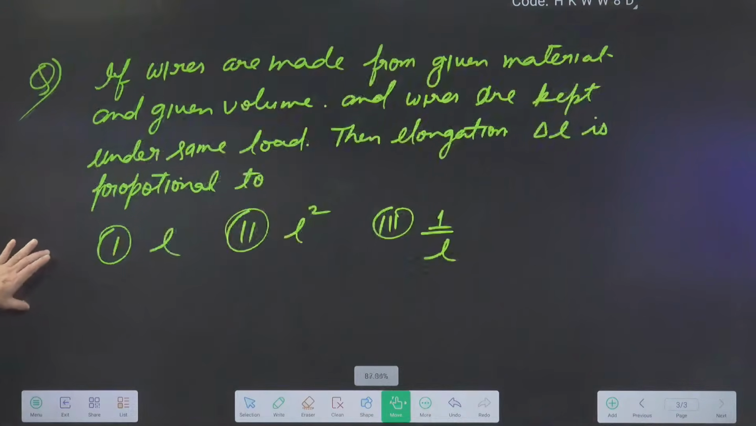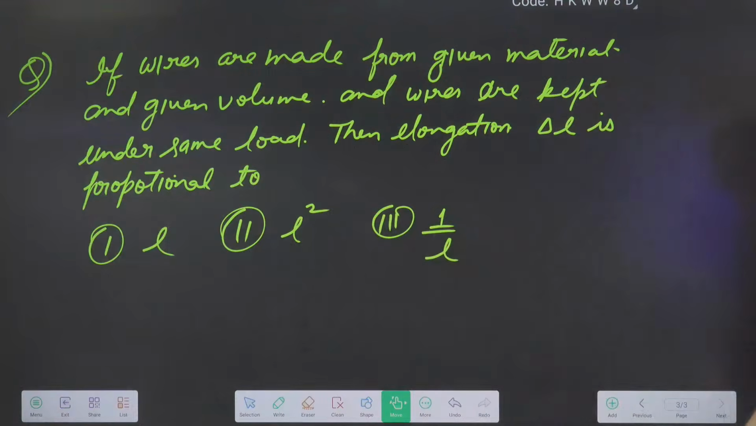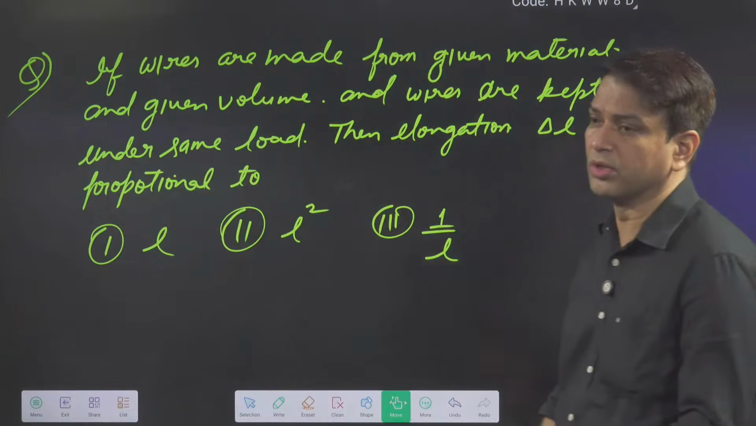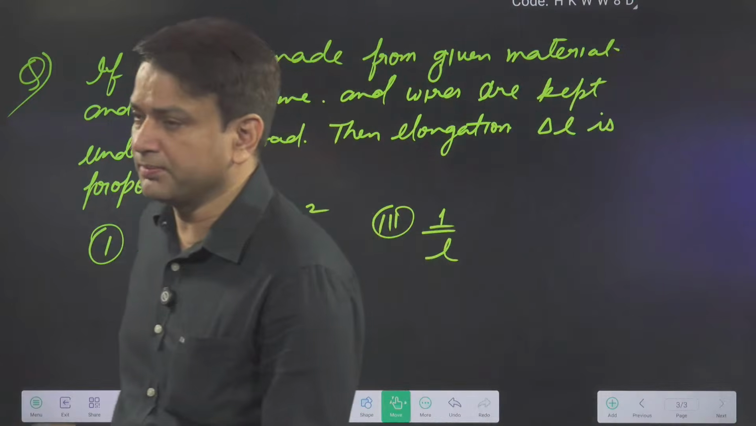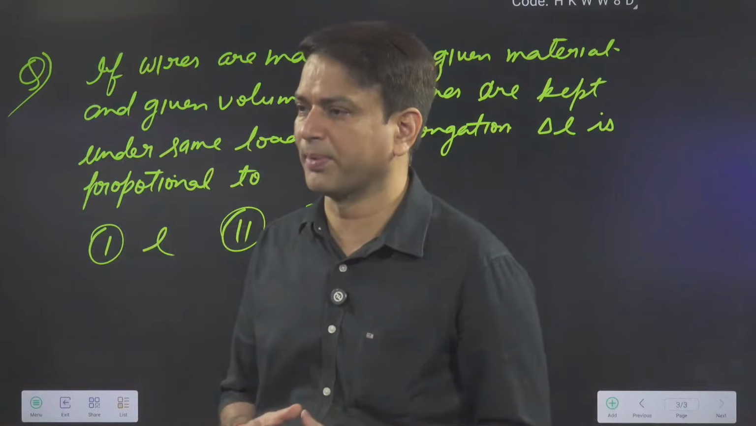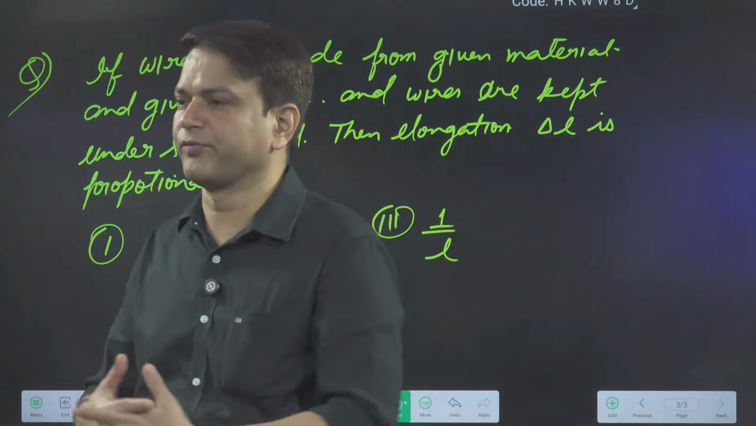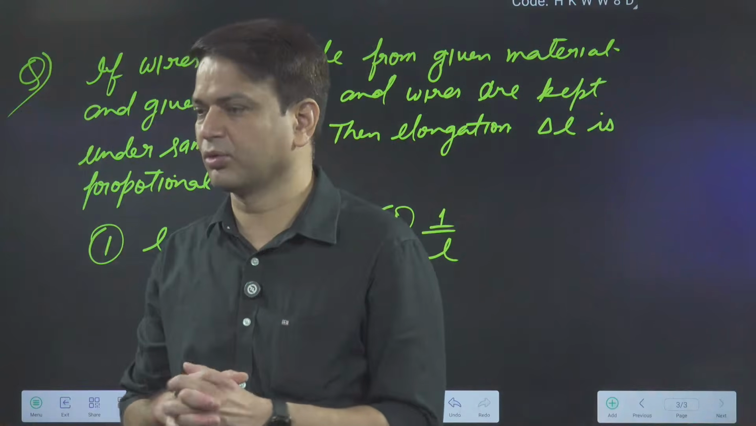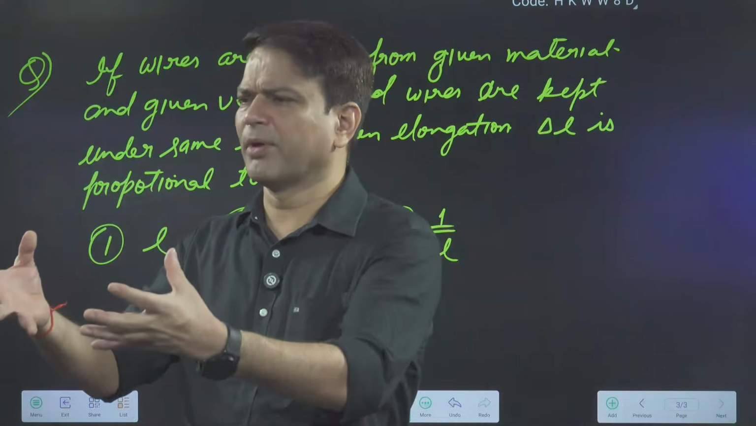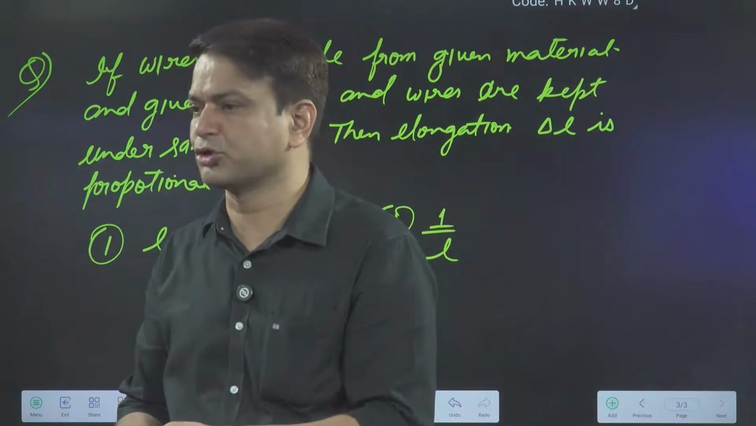Now listen here, if wires are made from the given material and given volume and wires are kept under the same load, then the elongation delta L in the wire is proportional to. So what is the meaning of this problem? Suppose I am taking copper. I am giving an equal amount of copper, assume 50 gram of copper to everyone. Equal mass, same material, so we can say the volume will also be same.